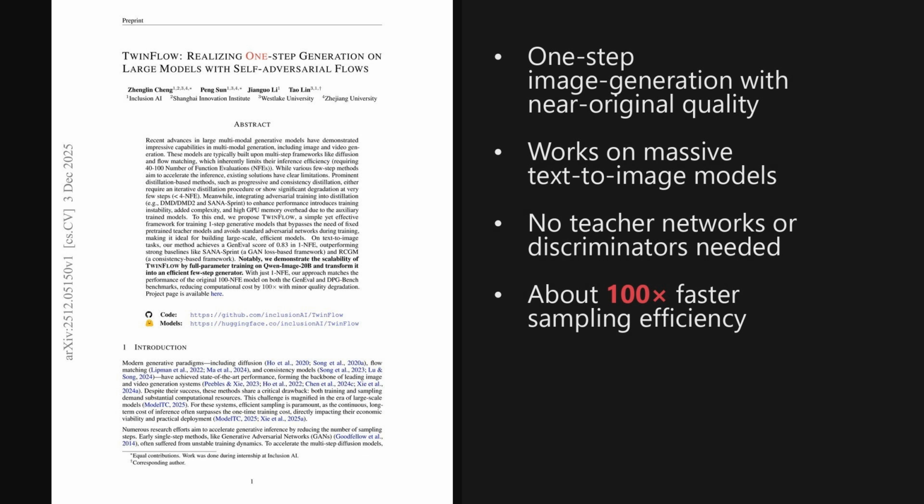Alright, wrapping up, 2 takeaways stand out. TwinFlow turns heavy multi-step generators into 1 or 2-step systems without extra teachers or discriminators, and it scales all the way to massive models like QNImage20B with near original quality. That shift makes fast, high-fidelity generation far more practical.